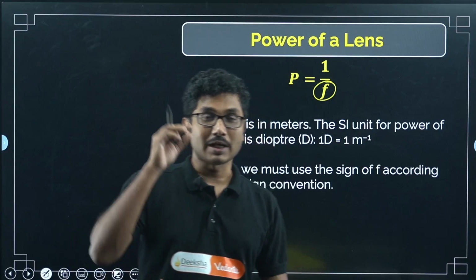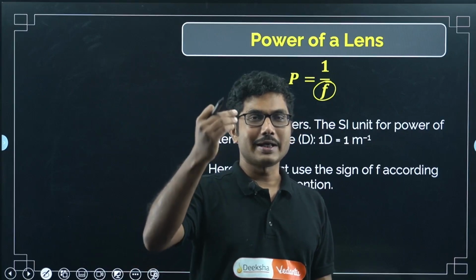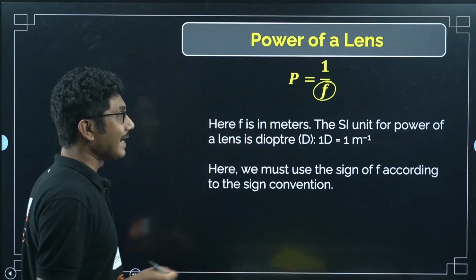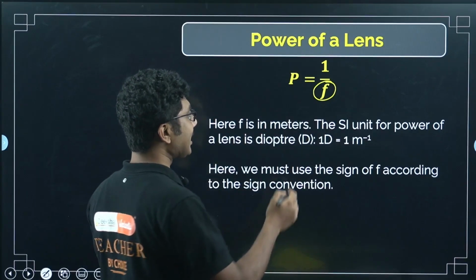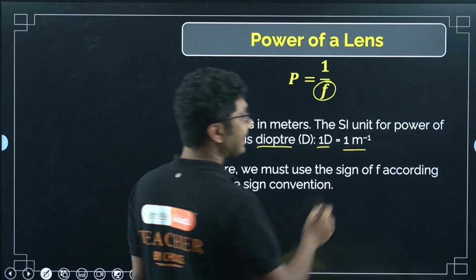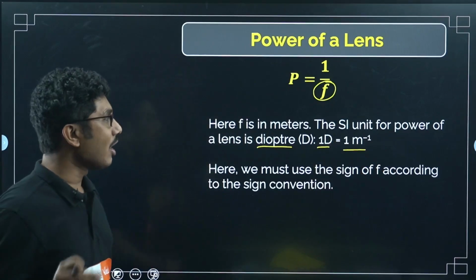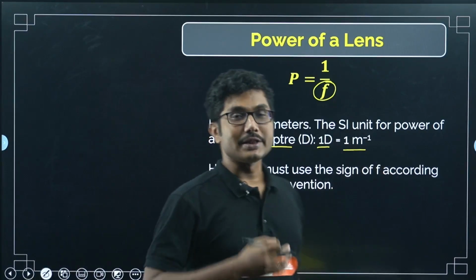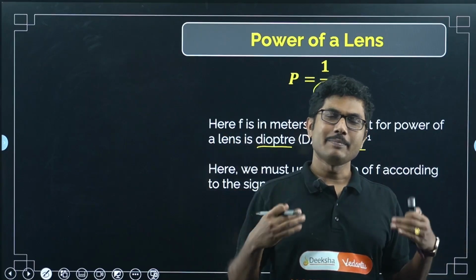For example, if you are someone like me who is wearing specs, then you should know that you have a power. Basically your eye doesn't have a power, but the lens that you are wearing has a power. So it can be positive or negative based on the focal length. The SI unit of this is the diopter, where 1 D is 1 meter inverse. Diopter is 1 by meter. Here we must use the sign according to the sign convention. So if the focal length is positive, power is positive, and if the focal length is negative, then power will be negative.